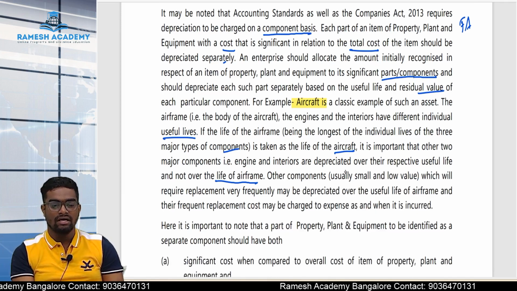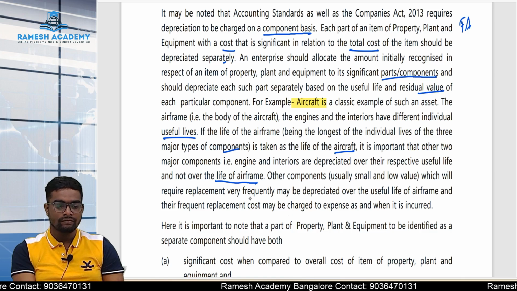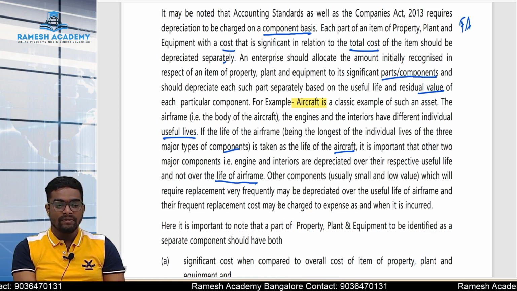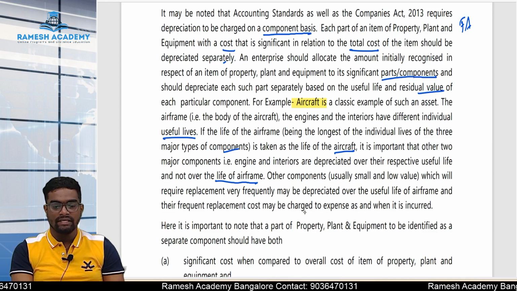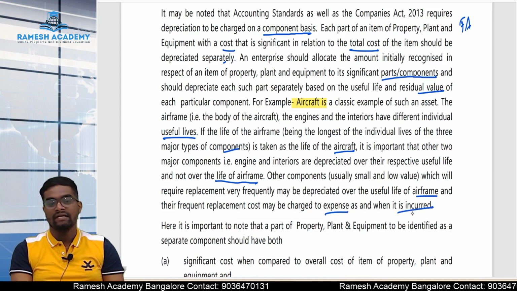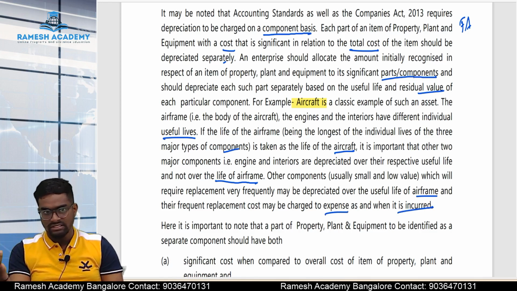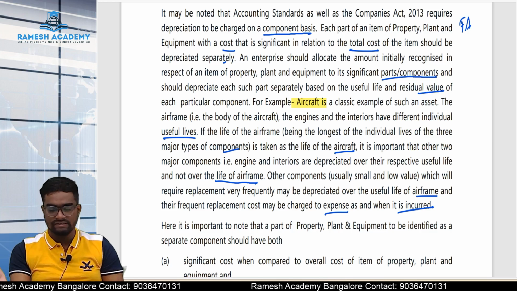Other components, usually small and low in value, which require replacement very frequently, may be depreciated over the useful life of the airframe, and their frequent replacement may be charged to expense as and when it occurs, because it is normal wear and tear. For example, seat covers have to be changed very frequently. They cannot be booked as a fixed asset.